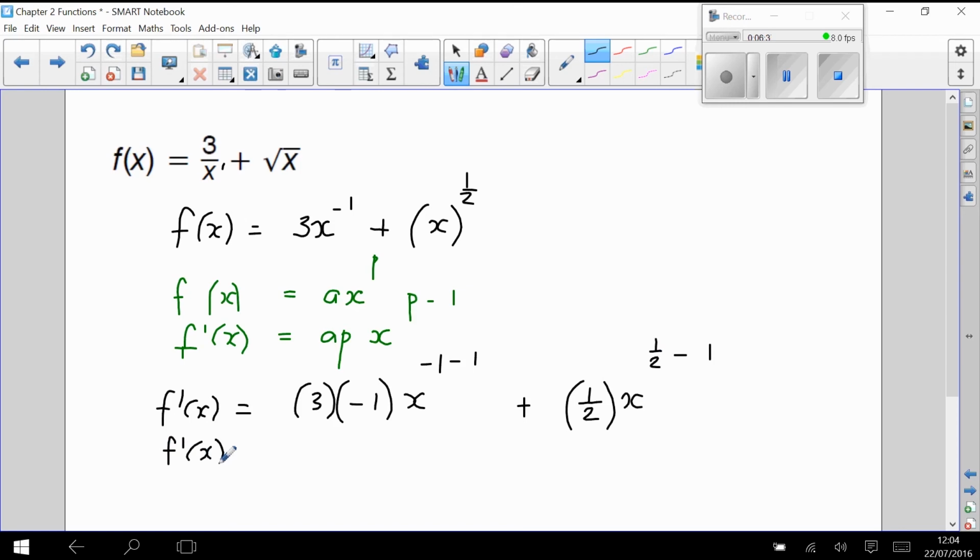All that I need to do now is simplify both of these terms. Minus 3 times minus 1, 3 times minus 1 is minus 3, and x to the minus 2 is x squared in the denominator. And then, if I have got a half, then that means that the 2 is in the denominator, and x to the half minus 1 is x to the minus a half, which means that it's also in the denominator. And x to the half in the denominator is going to give me the root of x.